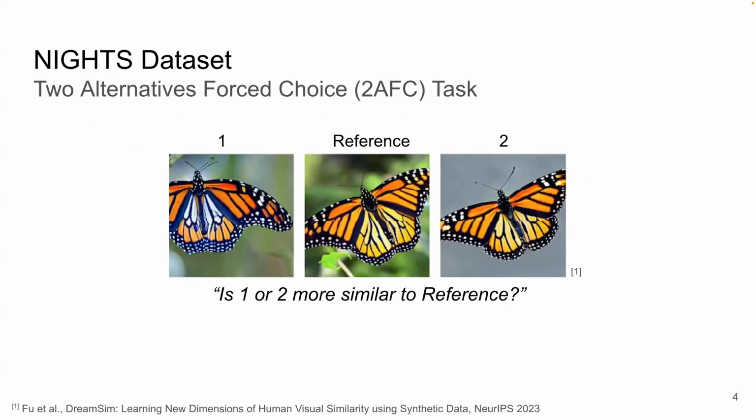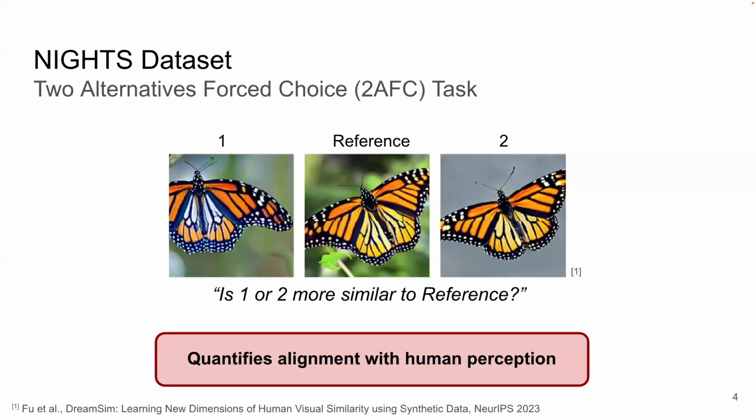And in order to quantify the actual performance of these perceptual similarity metrics, we use two alternative forced choice tasks, which sounds complicated, but it's actually easy. Here we have the NIGHTS dataset as an example. We are given three images, one reference image and two query images. The model has to decide which of the query images is more similar to the reference image. This dataset is labeled by humans, so thereby we can quantify the alignment of a model with human perception.